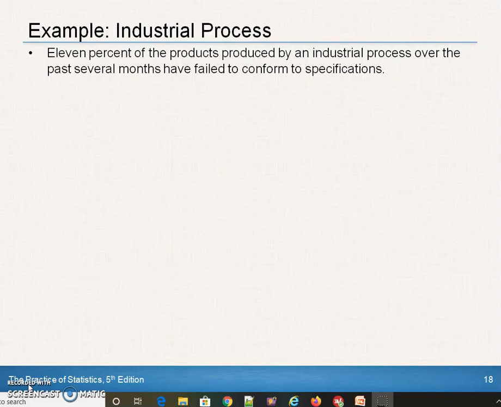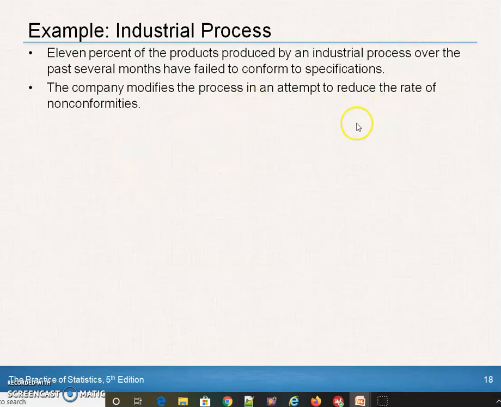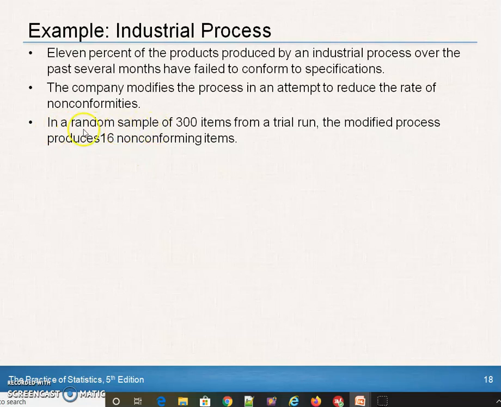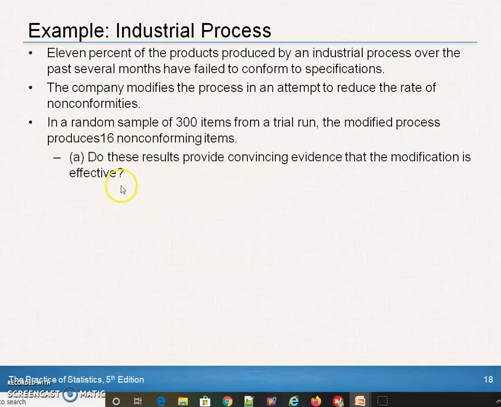So we've got products produced by an industrial process. 11% in the past few months have failed, and they would like to improve that. So they've done something to modify the process to reduce the rate of nonconformities. A random sample of 300 items in a trial run of the modified process produces 16 nonconforming items. And the question is, do these results provide convincing evidence that the modification is effective?